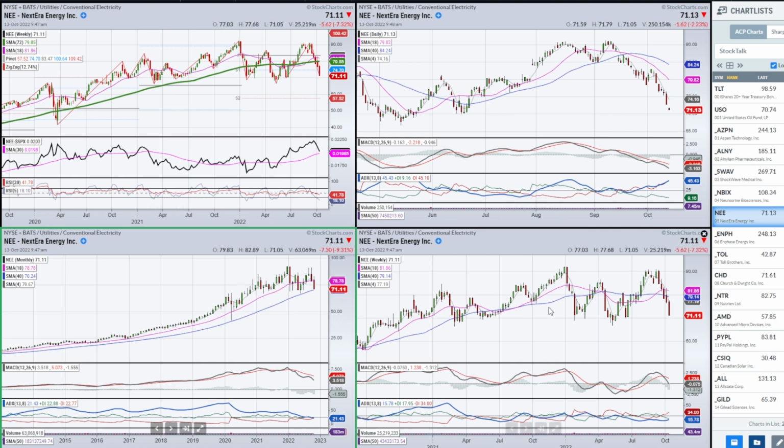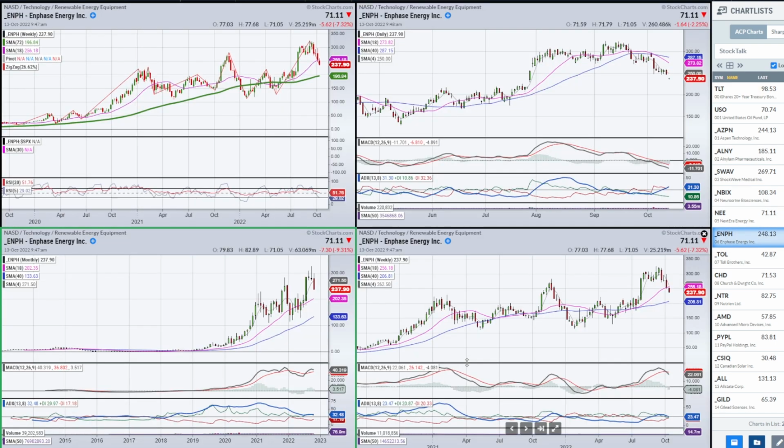We're in an environment now where there's very little places to hide. I mean, most of the areas that have been holding up are starting to get hit pretty well. The only area that hasn't been hit has really been energy.